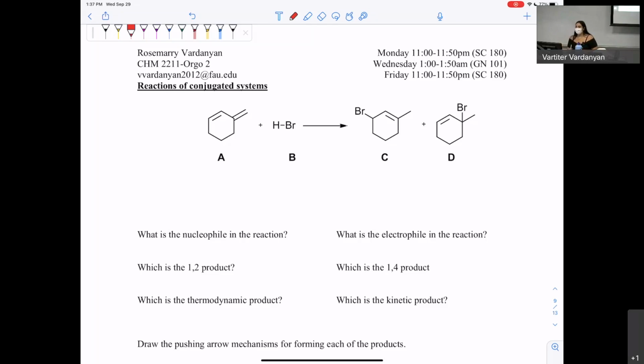Okay, cool. So we're going to do something that you might have started a tiny bit. I don't think anyone here is from Roche's class. Back to the thing. Okay, so we're going to call this reactions of conjugated systems. We can also call it 1,2 and 1,4 reactions.